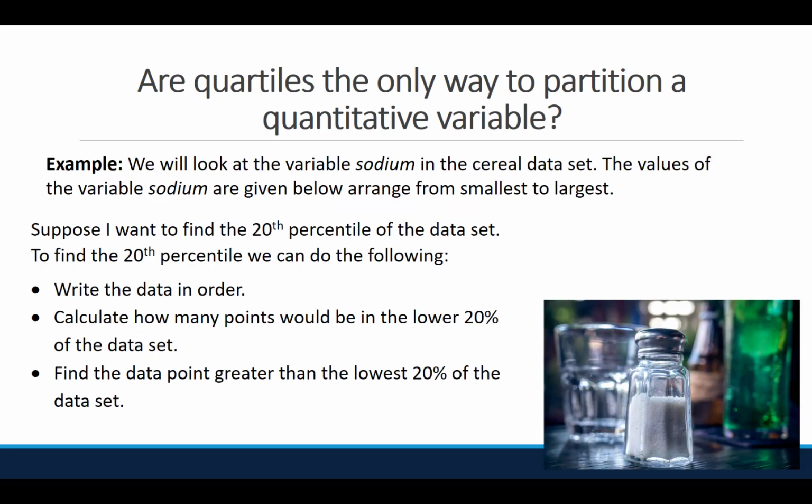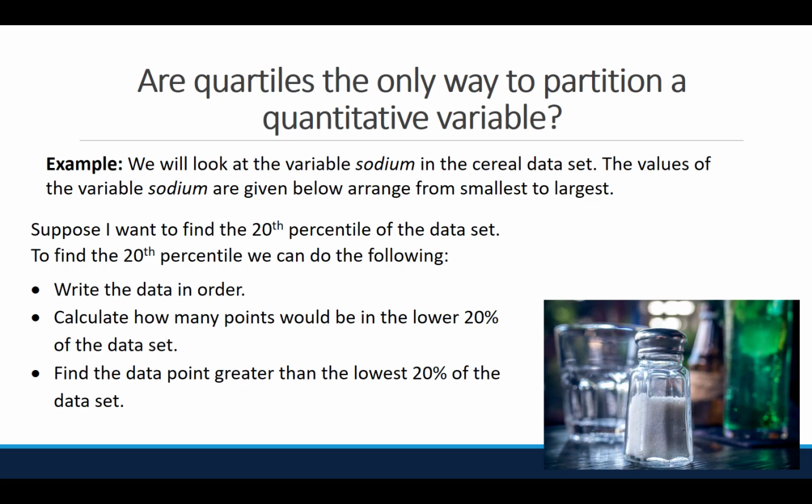We will again look at the sodium variable. Suppose I want to find the 20th percentile of the data set. In other words, I need to find the data point which is greater than 20% of the data. To find the 20th percentile, we can do the following. Write the data in order.